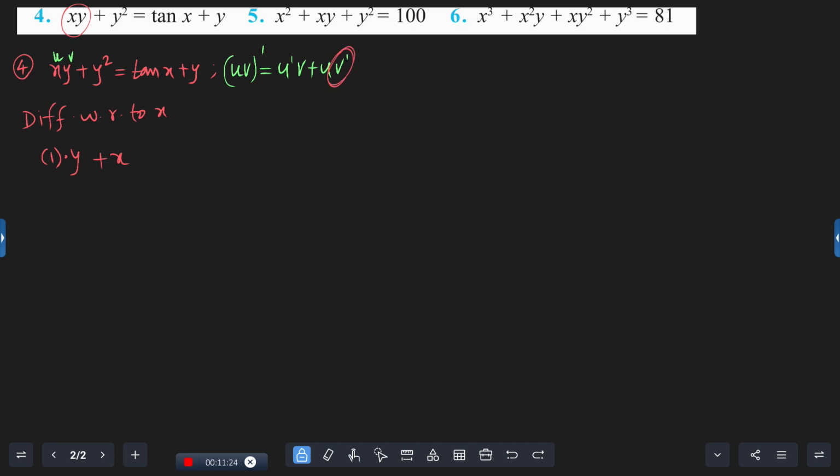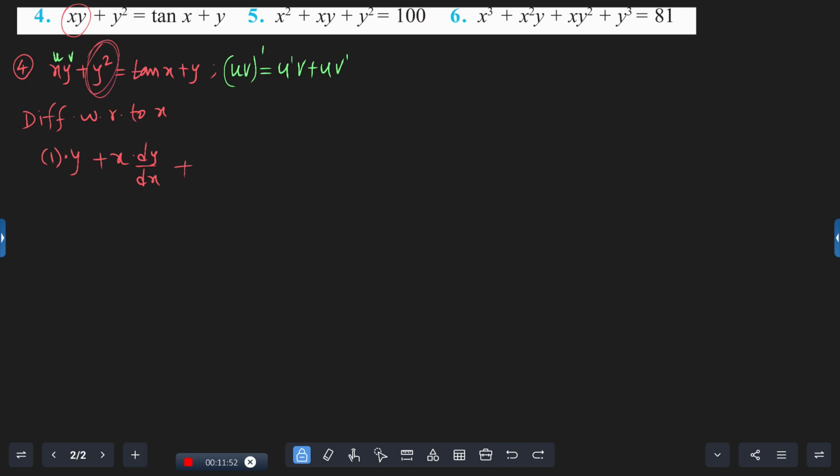Next, v dash. For v dash we have to differentiate y. When you differentiate y, what will you get? dy divided by dx. Have you understood this step first? So this is u dash v, here u v dash. This I have applied. Did you understand? That step is very important. Later, I'm going to y square.